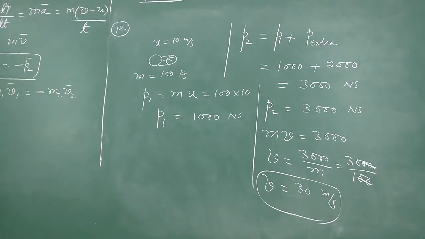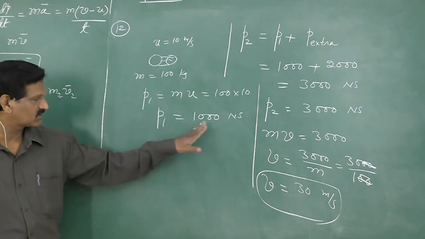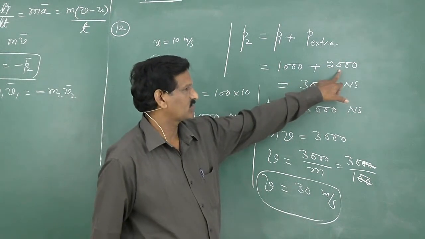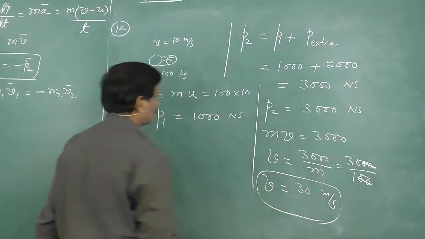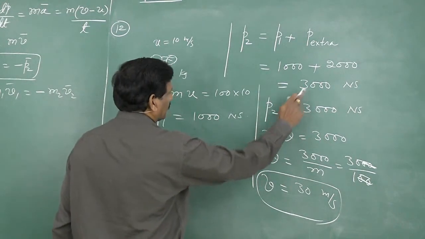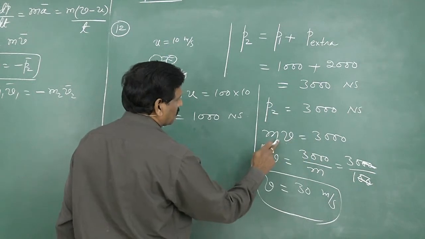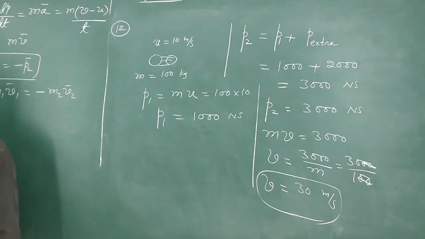So here it is given that the engine develops an extra linear momentum of 2000. That is not the final momentum, that is the extra linear momentum. Already it has a linear momentum of 1000 Newton second initially. The engine develops an extra linear momentum of 2000. Then the final momentum becomes initial momentum plus extra momentum, that is 3000. Then mass into final velocity is the final momentum. So v, the final velocity, is equal to 30 meter per second. That is the new velocity.